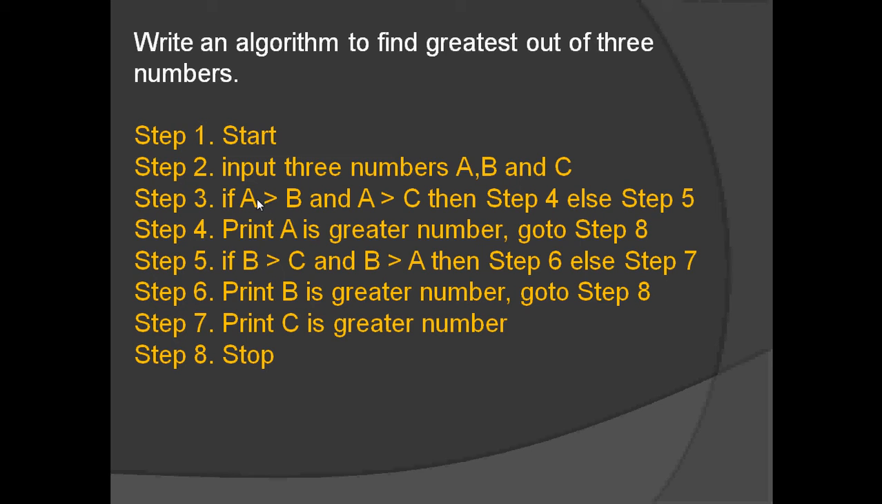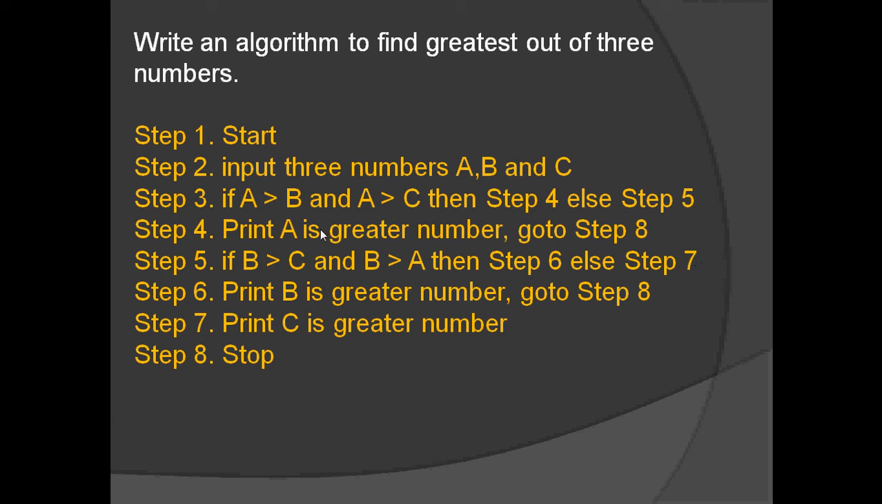Otherwise, suppose the value of A is 5. Is 5 greater than 6? No. Is 5 greater than 7? No. Then it will go to step 5, that means here. So this step 4 will be skipped because A is not greater, right? So step 4 will be skipped and it will move on to step 5, where another comparison will be made. B is greater than C and B is greater than A.